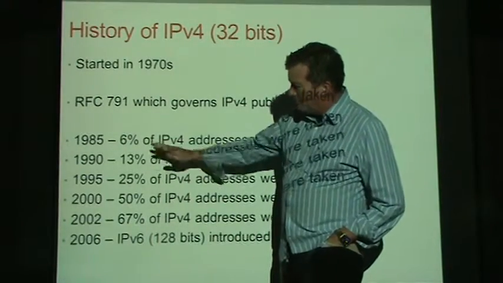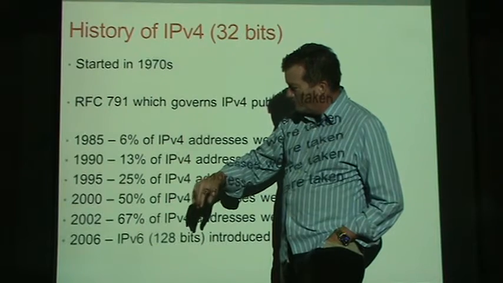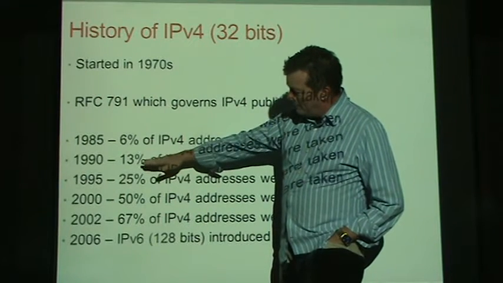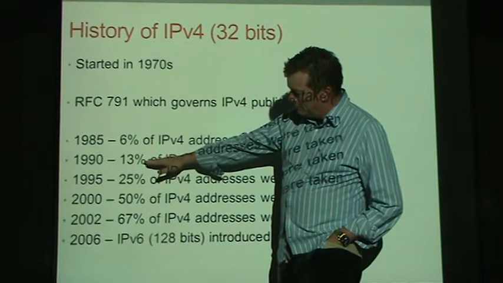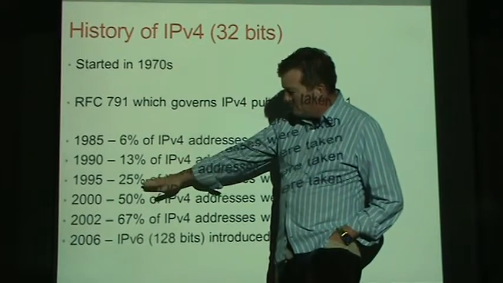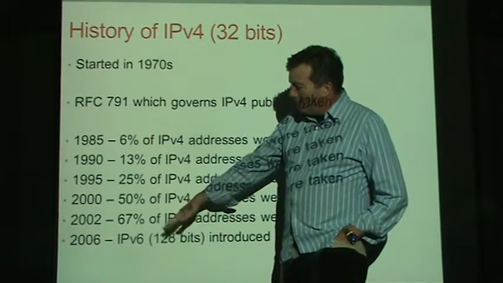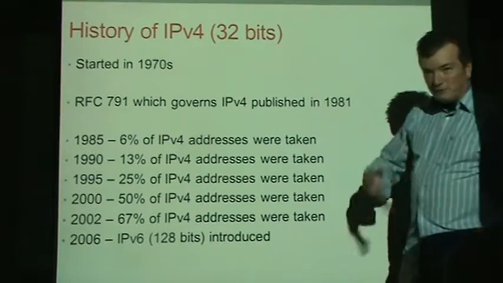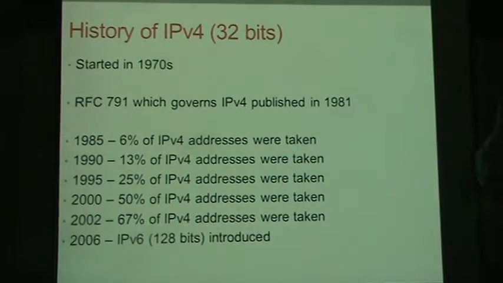A little bit of history of it: when it got started, by 1985, 6% of the addresses were used. Then by 1990, 5 years later, it kind of doubled to 12 and a half, 13, then it doubled to 25, then 50. And it looked like about 2005 we were going to run out of IP addresses.